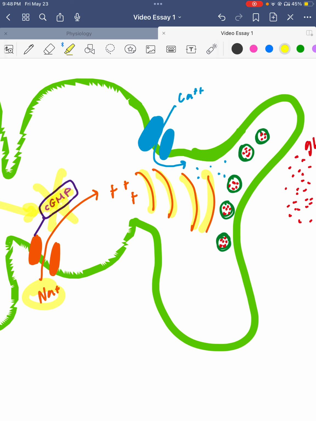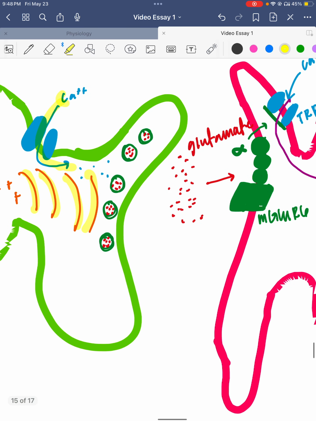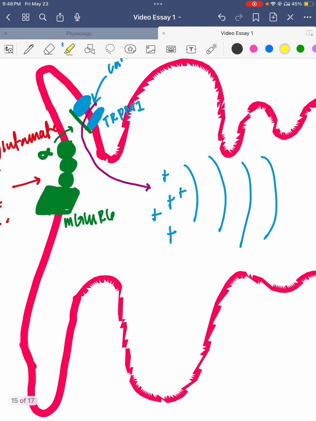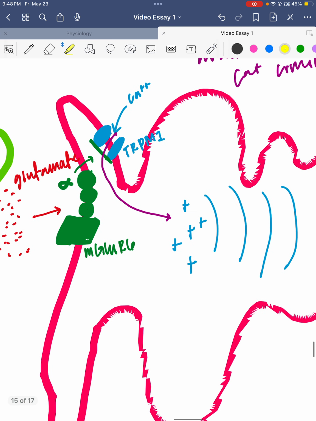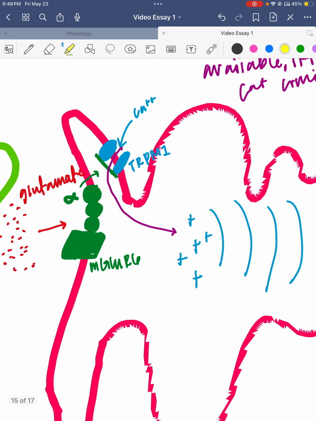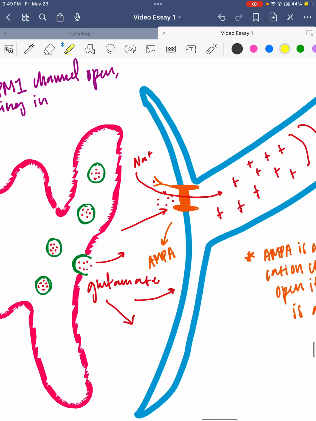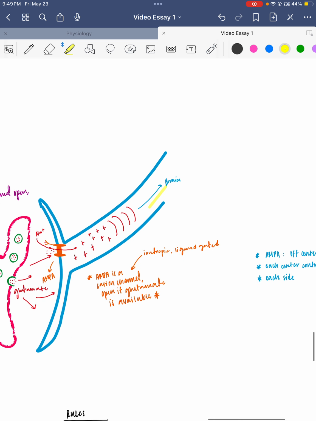From here, the sodium rushes in. This causes calcium to rush in. You have a depolarization of the cell. Glutamate is released into the bipolar cells. The signal moves through the bipolar cells. Here we have glutamate causes mGluR6. Here it blocks this channel, causing a signal. More release of glutamate into AMPA. Sodium rushes in, and it travels down the neuron to the brain.